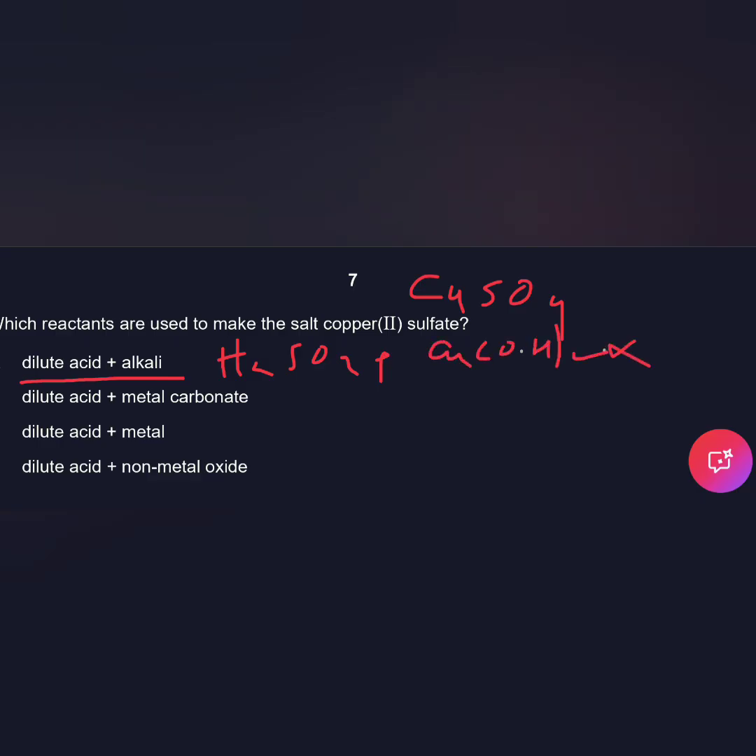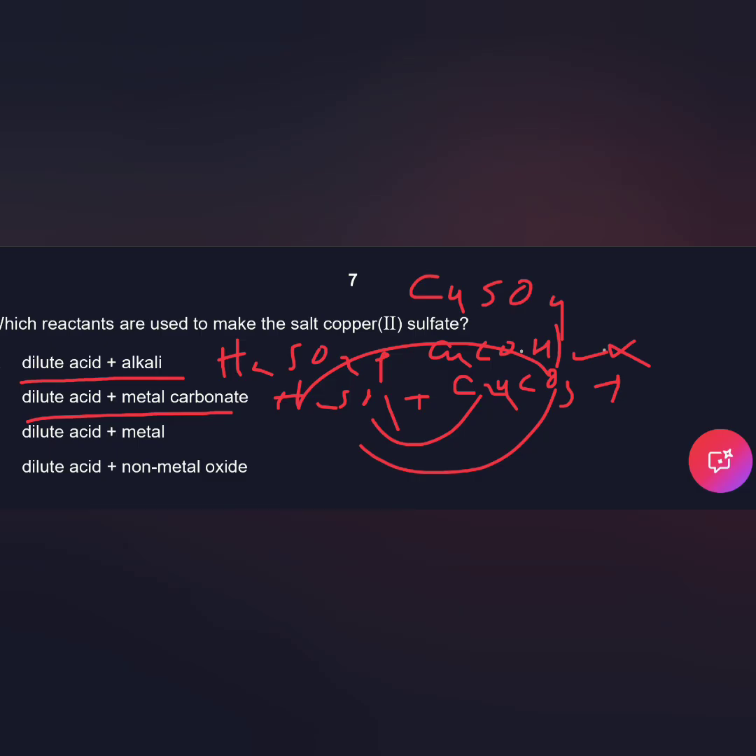Dilute acid plus metal carbonate. We can take dilute acid like sulfuric acid and a metal carbonate like copper carbonate. This copper carbonate and sulfuric acid will react to form copper sulfate, water and carbon dioxide gas. That's correct, option B. Dilute acid plus metal. No, copper doesn't react with dilute acid. We know this directly. It's a less reactive metal, the least reactive metal, so it doesn't react directly with acid. Dilute acid plus non-metal oxide, never.